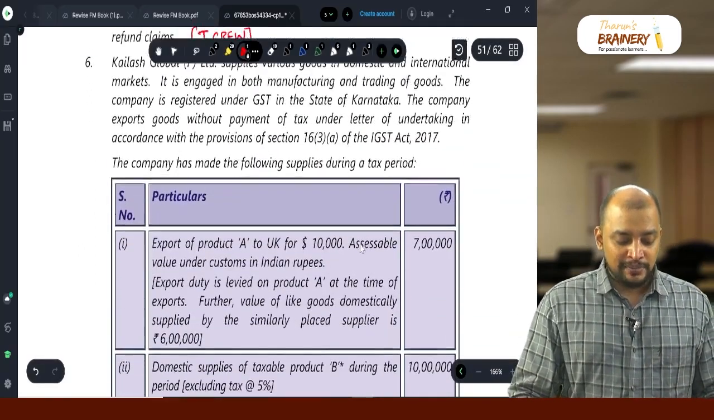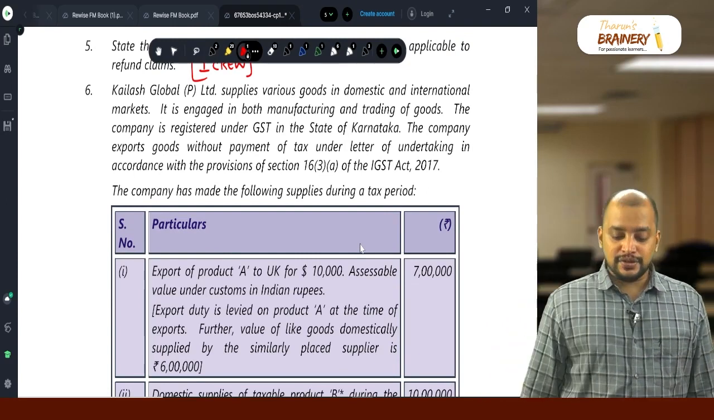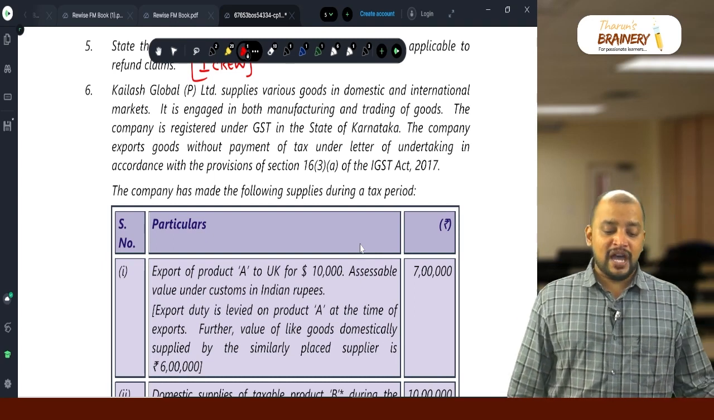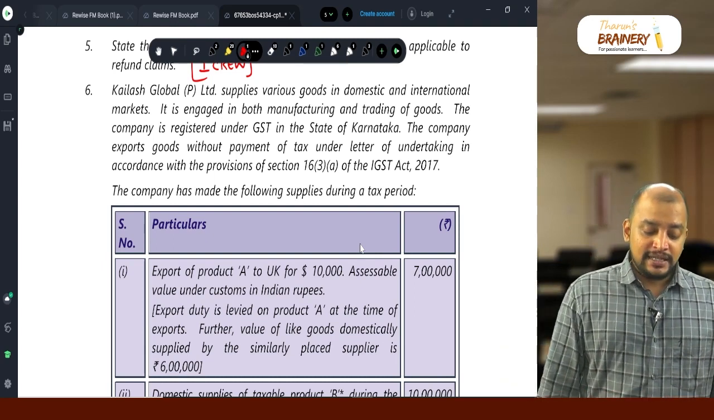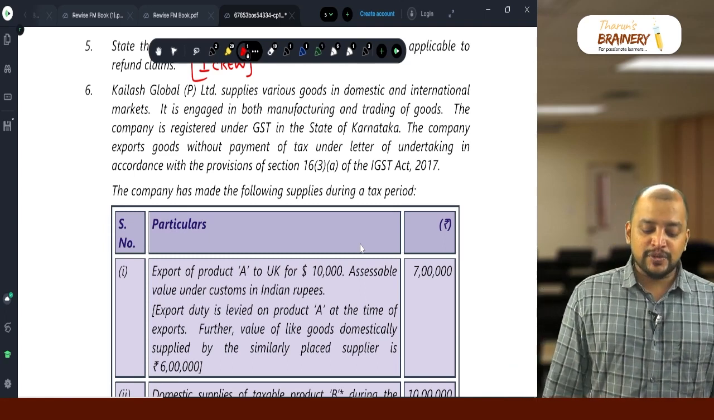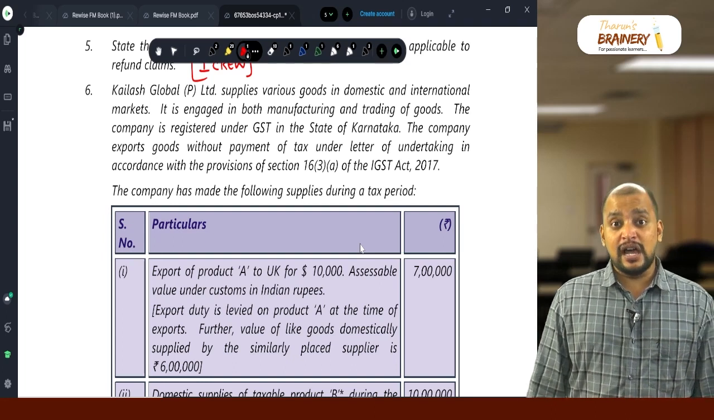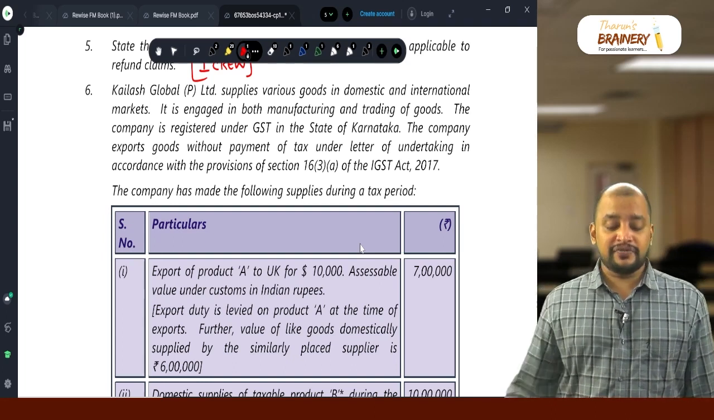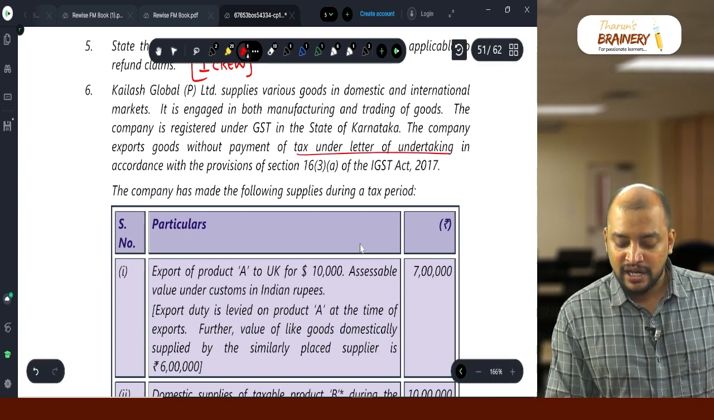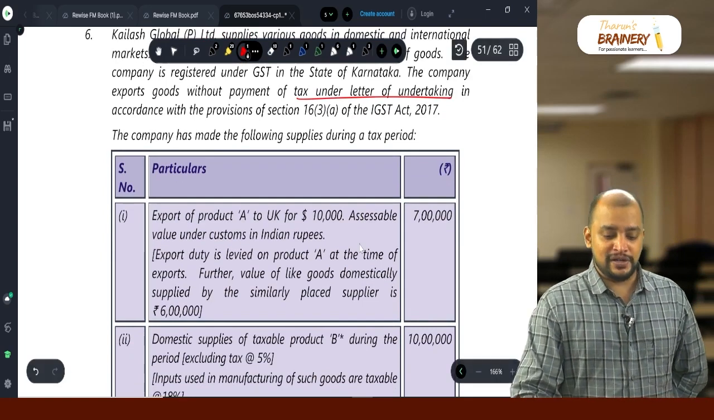Then question number 6. Kailash Global Private Limited supplies various goods in domestic and international markets. It is engaged in both manufacturing and trading of goods. The company is registered under GST in the state of Karnataka. The company exports goods without payment of tax under LUT. So they are going for an option for without payment of tax, export of goods or services under LUT option, which means they will not pay any GST and they will get the refund of unutilized ITC.